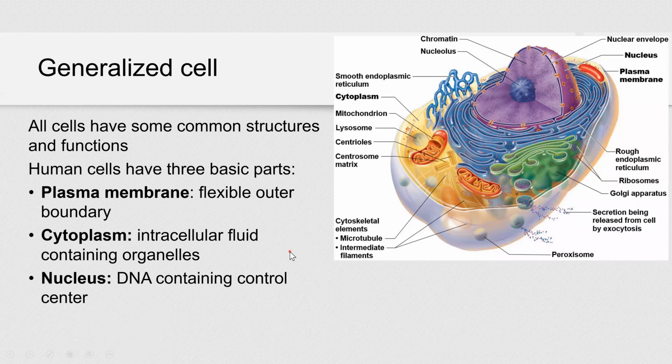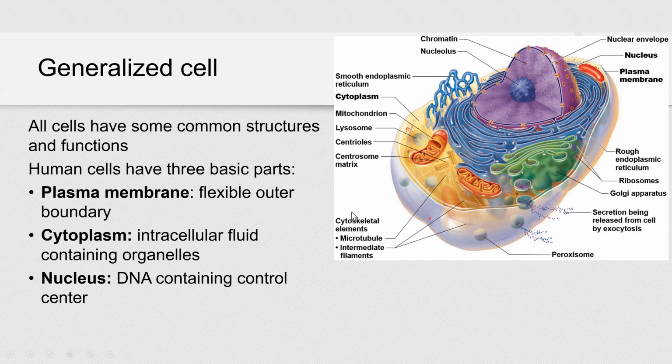Now, cells, there are lots of different cells, right? So we have a high variety of animal cells. However, doesn't matter what cell it is, all cells have some common structures and functions. Now, human cells have three basic parts. Every cell will have a plasma membrane, that is a flexible outer boundary, and cytoplasm, that includes all the fluid inside the cell that is called cytosol and all the organelles, not including the nucleus.